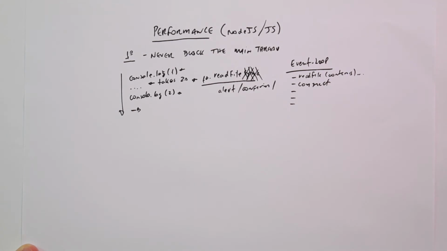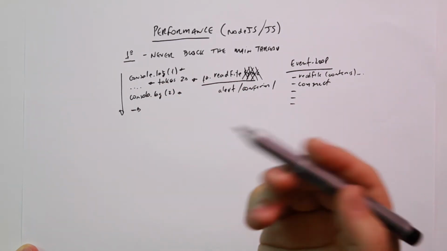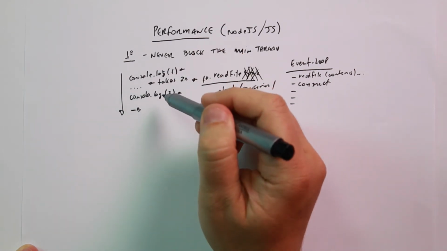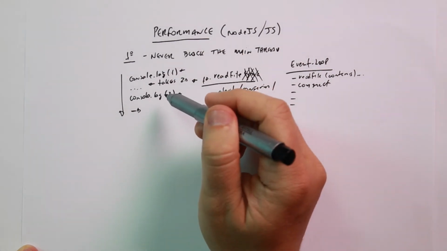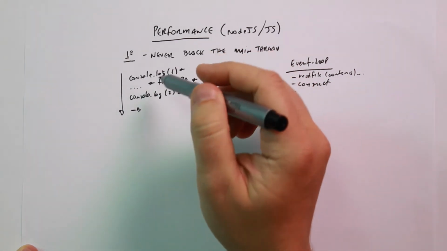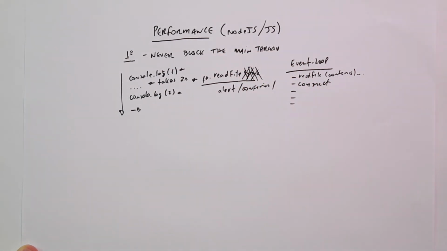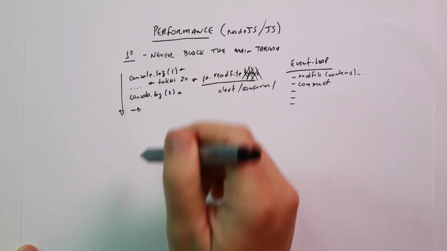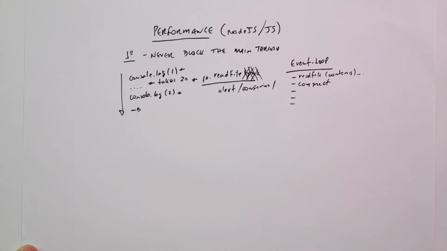Another important thing to note is that sometimes we need to use the sync version. For example, if we're bootstrapping our app, sometimes we need to do this, but just during the startup of the application. Later, we never block the main thread again. So this is the first rule.